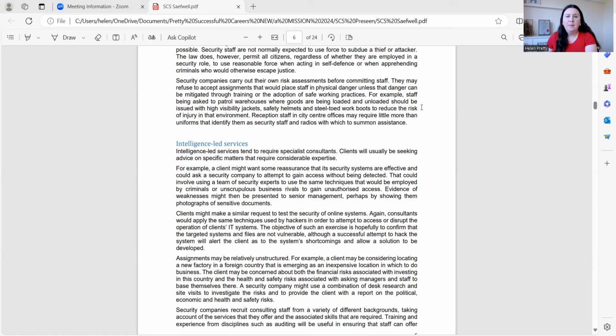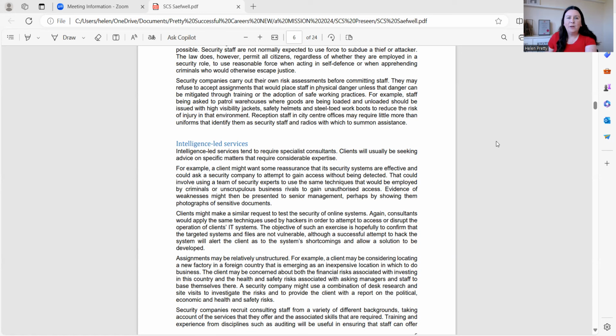For example, a client might want some reassurance that its security systems are effective and could ask a security company to attempt to gain access without being detected. That could involve using a team of security experts to use the same techniques that would be employed by criminals or unscrupulous business rivals to gain unauthorized access. Evidence of weaknesses might be presented to senior management, perhaps by showing them photographs of sensitive documents.